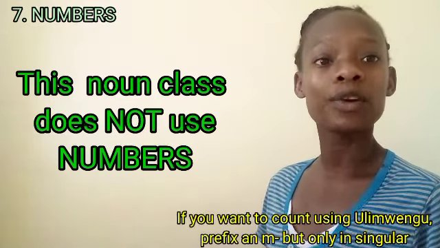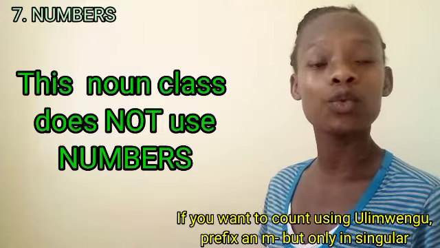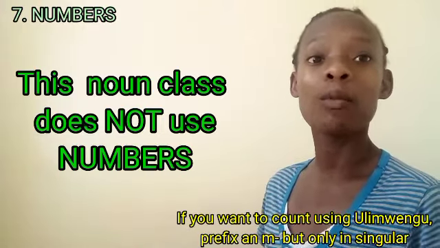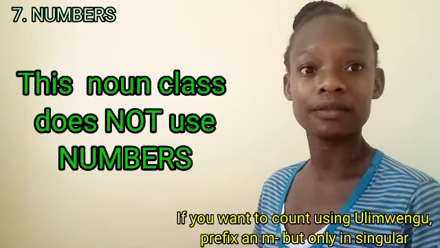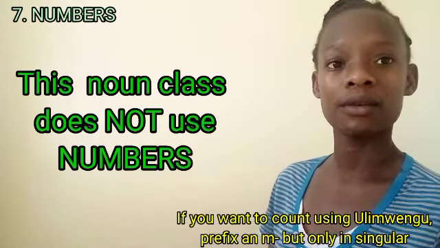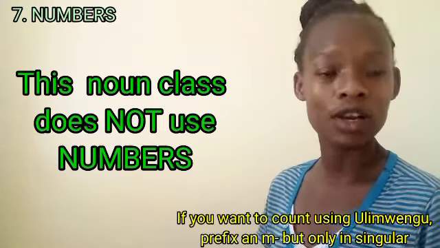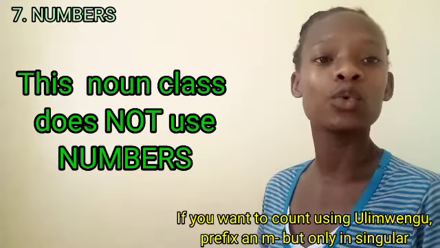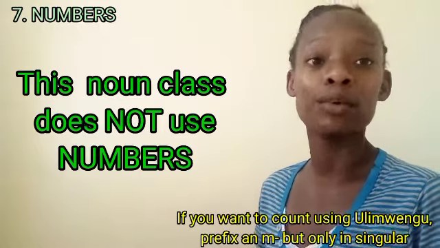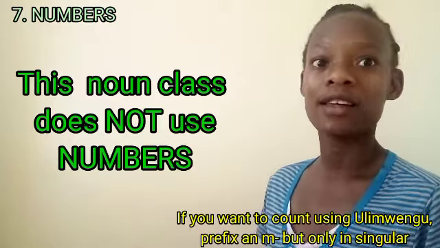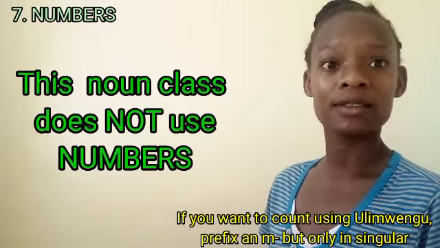Or if you want to prefix to count using ulimwengu, some people prefix an M. Ulimwengu moja for one. But you cannot go further because ulimwengu doesn't have a plural. So to be safe, if you want to put the word world in plural, use dunia instead of ulimwengu. That's all for the numbers.